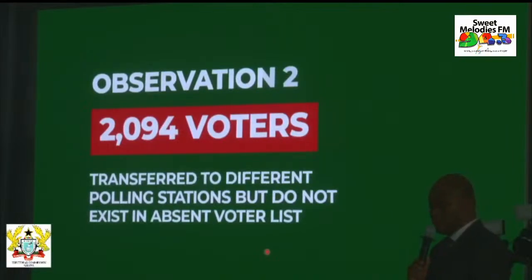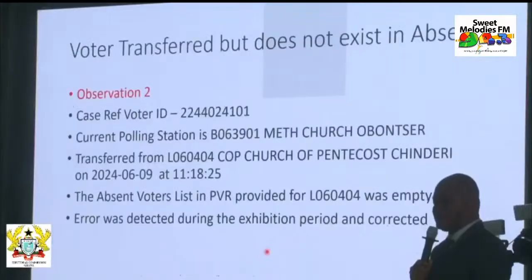Observation 2 says that 2,094 voters were transferred to different polling stations but do not exist on the absent voter list. Examples were given. A case reference was given. The ID number of the voter was 2244022410. The person is currently in the Central Region at Methodist Church, Ubunche. Pardon me, I may not get the spelling right. But transferred from the Oti region, from Church of Pentecost, Chinderi. And we have the record of it.